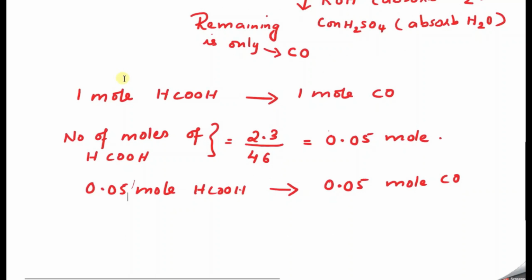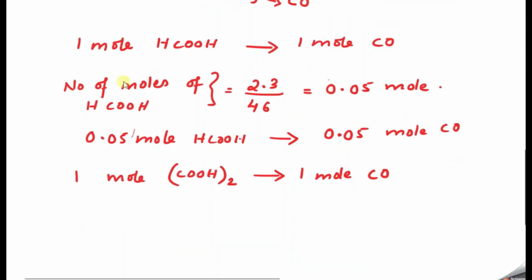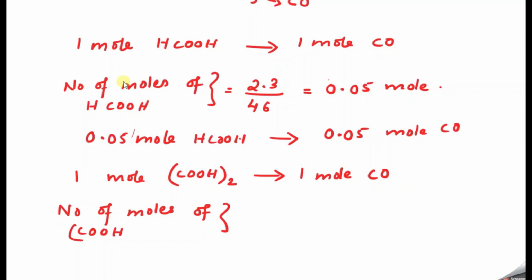Now, with respect to oxalic acid, (COOH)2, I know that 1 mole of oxalic acid can give how many moles of carbon monoxide? 1 mole carbon monoxide. Now, what is the number of moles of (COOH)2 you are having? Number of moles of oxalic acid is equal to weight in gram, that is 4.5 given in the question, divided by molecular mass that we have calculated, it is 90. So it is also coming around 0.05 mole.